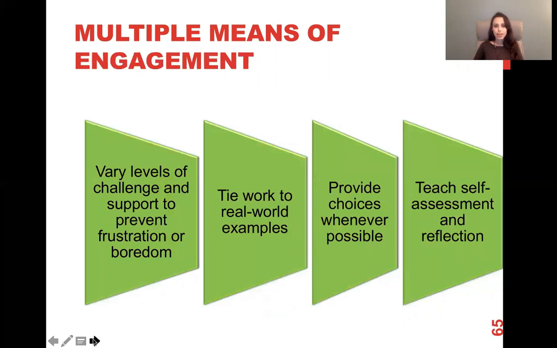Multiple means of engagement. So with this one, you can vary the levels of challenge so that you can prevent boredom or frustration. You can make sure you have different levels where you give extra activities for those who get things done so fast and then they're bored in class. And you can chunk things and slow things down for those who aren't going to get it as fast. You can tie in real world examples.